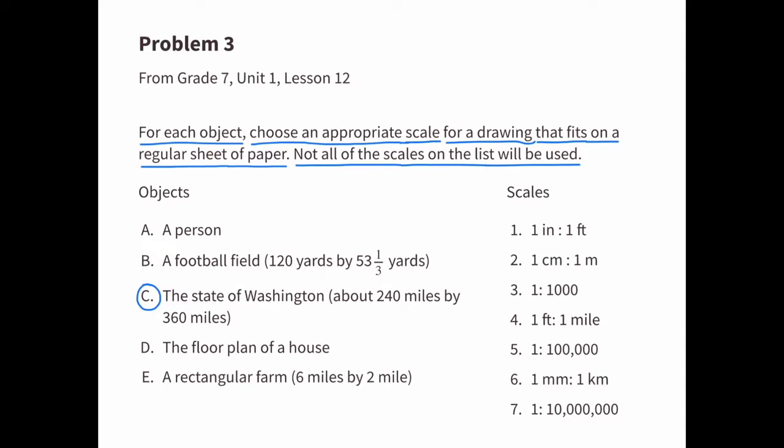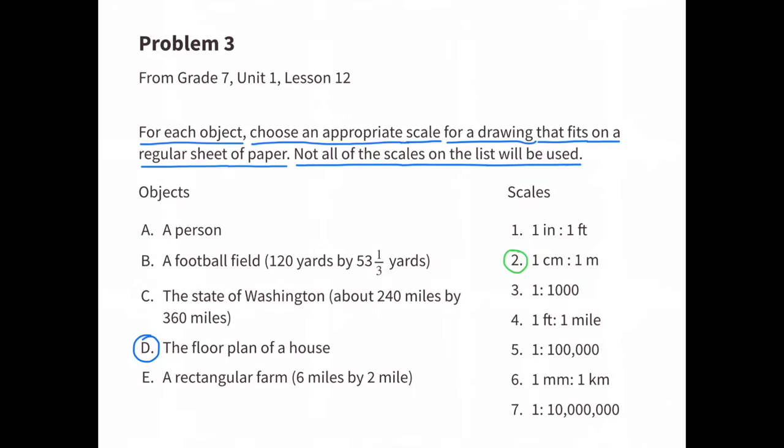C. The state of Washington, which is about 240 miles by 360 miles. Since 360 miles is almost 2 million feet, and 1 piece of paper is almost a foot long, I'm going to pick 7, a scale of 1 to 10 million. D. The floor plan of a house. For a floor plan of a house, I would pick a scale of 1 centimeter to 1 meter.